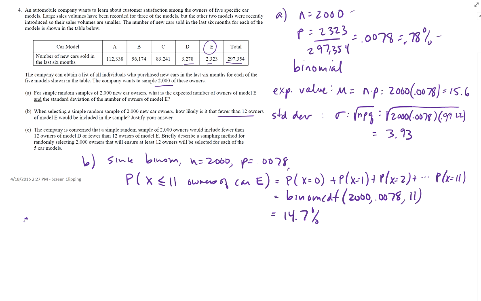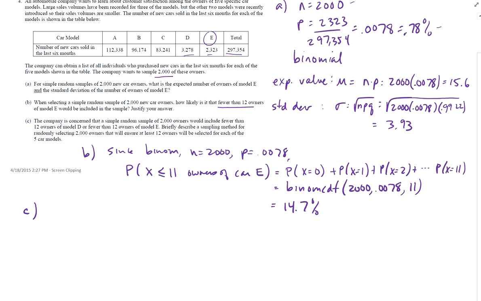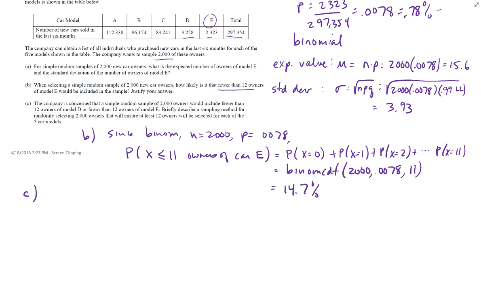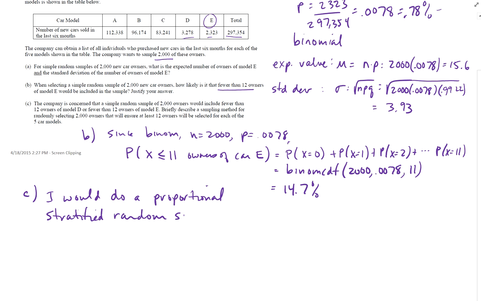C. The company is concerned that a simple random sample would include fewer than 12 owners of Model D or fewer than 12 owners of Model E. Briefly describe a sampling method for randomly selecting 2,000 owners that will ensure at least 12 owners will be selected for each of the 5 car models. I would do a proportional stratified random sample.